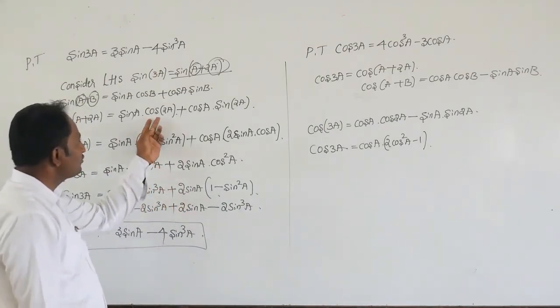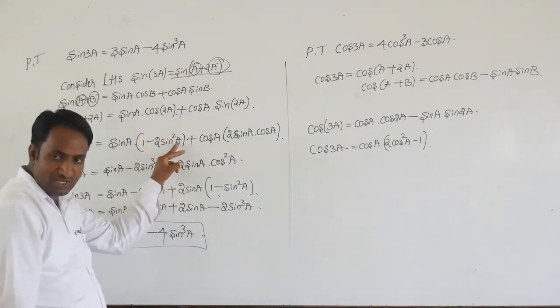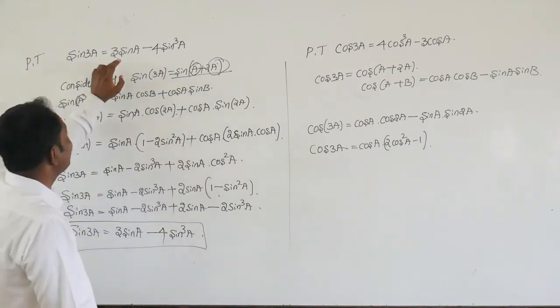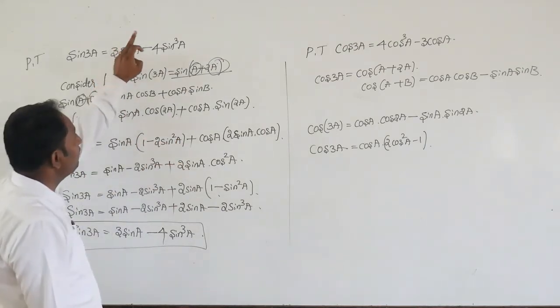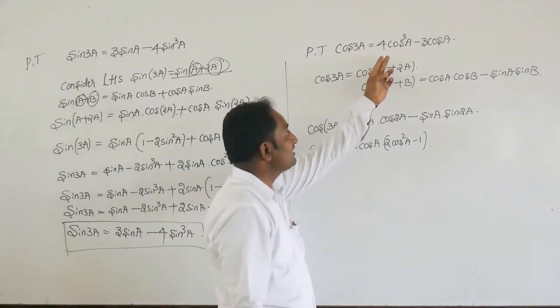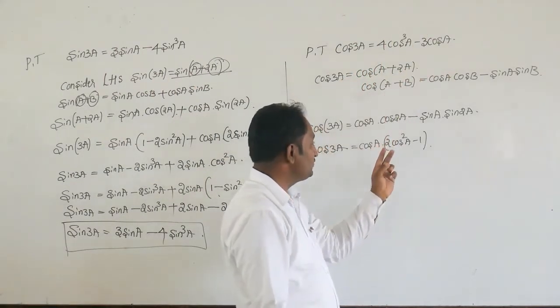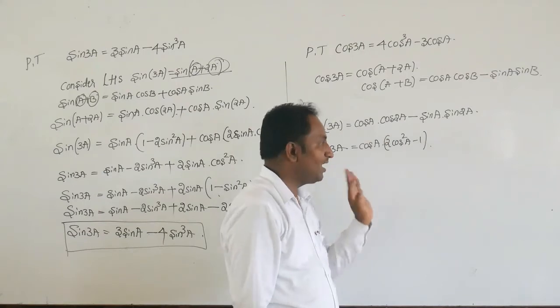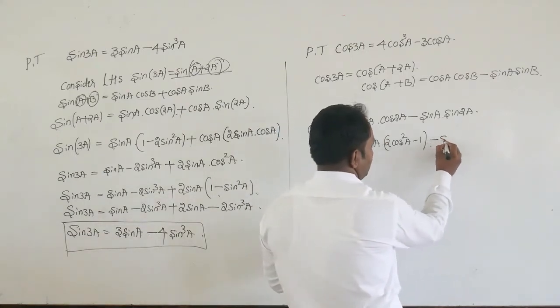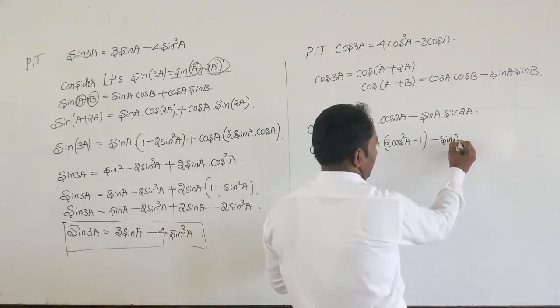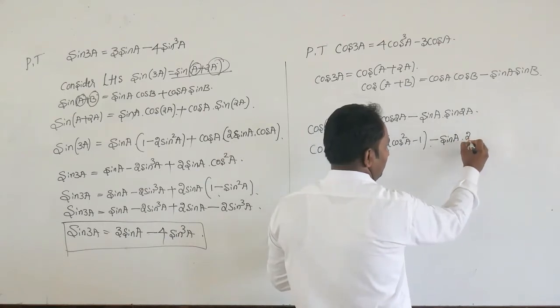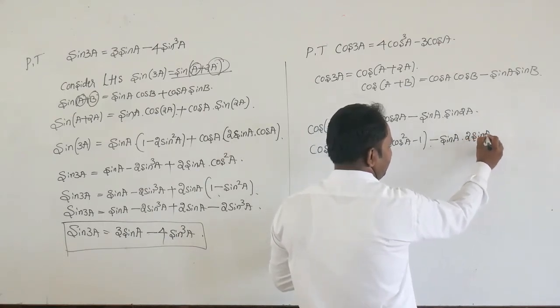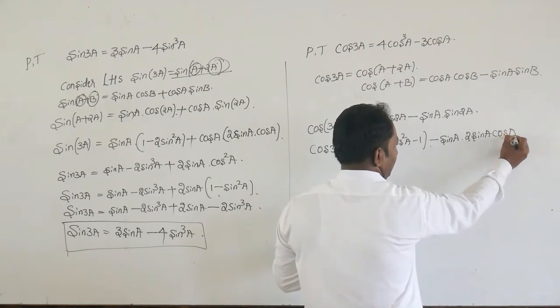Here the cos of 2A formula is 1 minus 2 sin square A, so we get the result in terms of sine. Here we get the result in terms of cos. We can use the formula 2 cos square A minus 1, and sin of 2A is 2 sin A cos A.